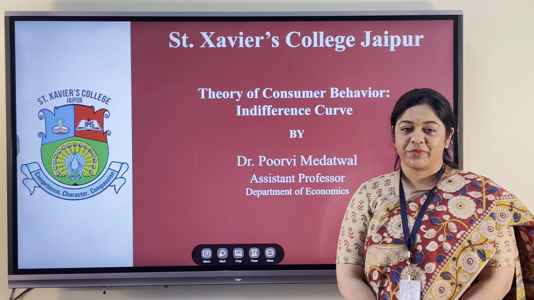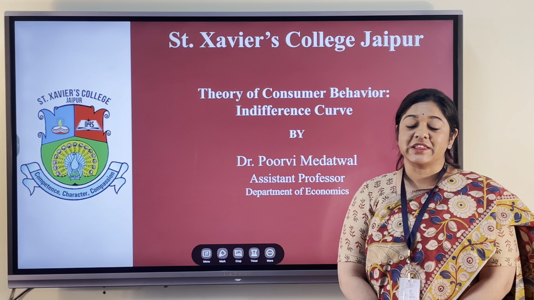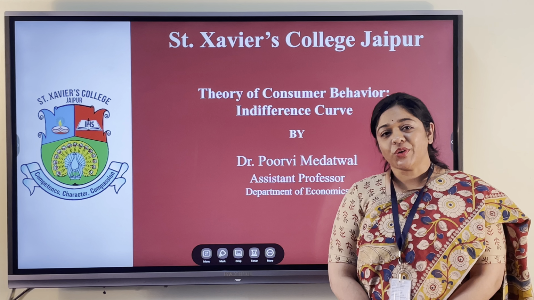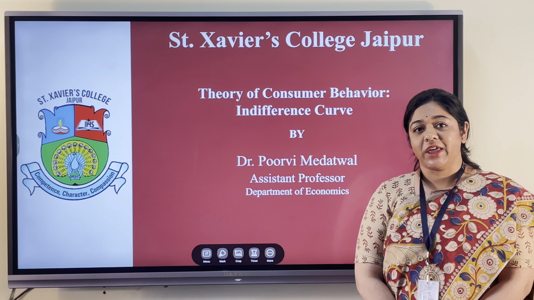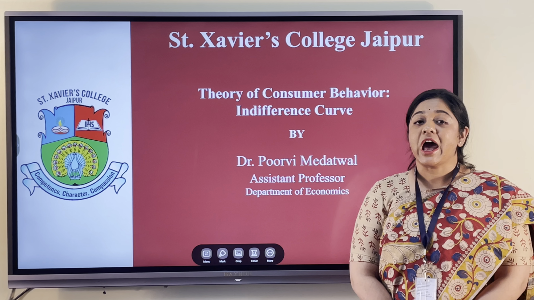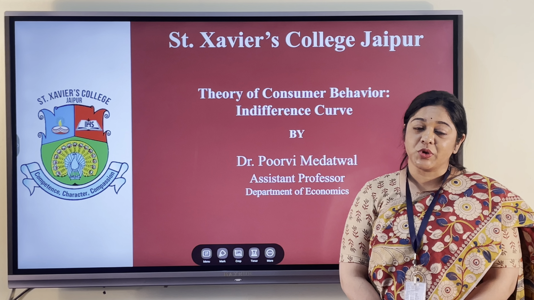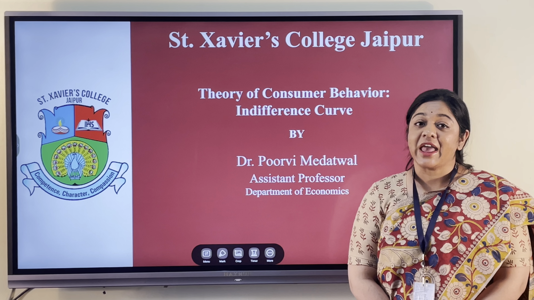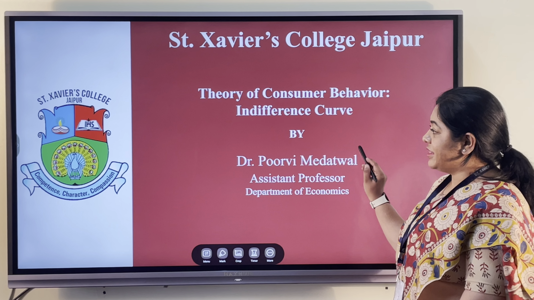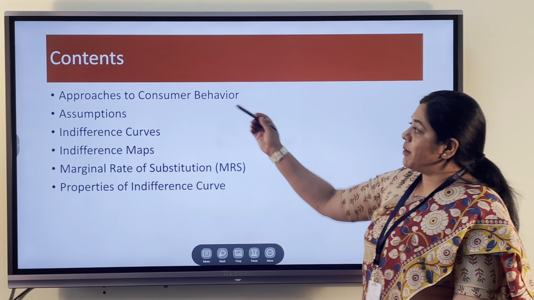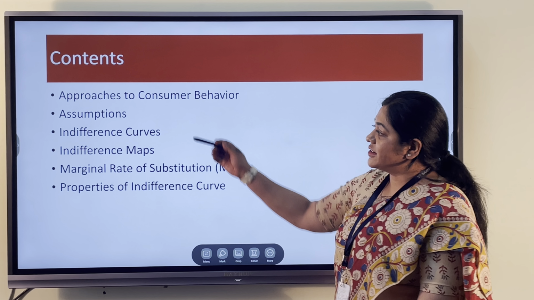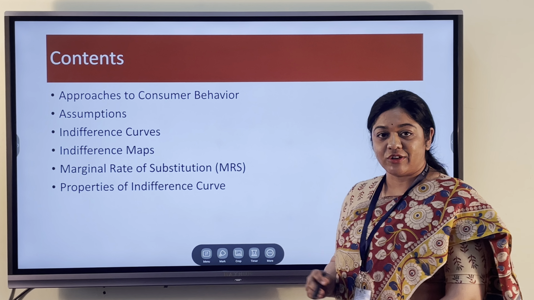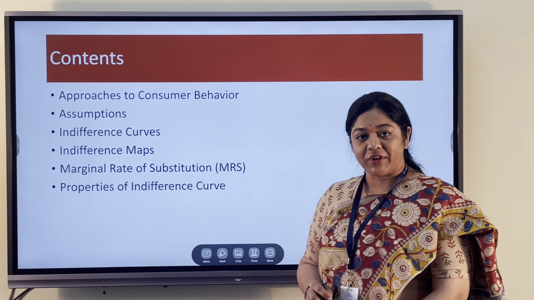Today we are going to understand the theory of consumer behavior by using indifference curve. The theory of consumer behavior basically deals with how consumers are going to distribute their limited income according to their budget constraint and their preferences. So in this case, we are going to cover approaches to consumer behavior, certain assumptions, the indifference curves, indifference maps, marginal rate of substitution, and properties of indifference curves.